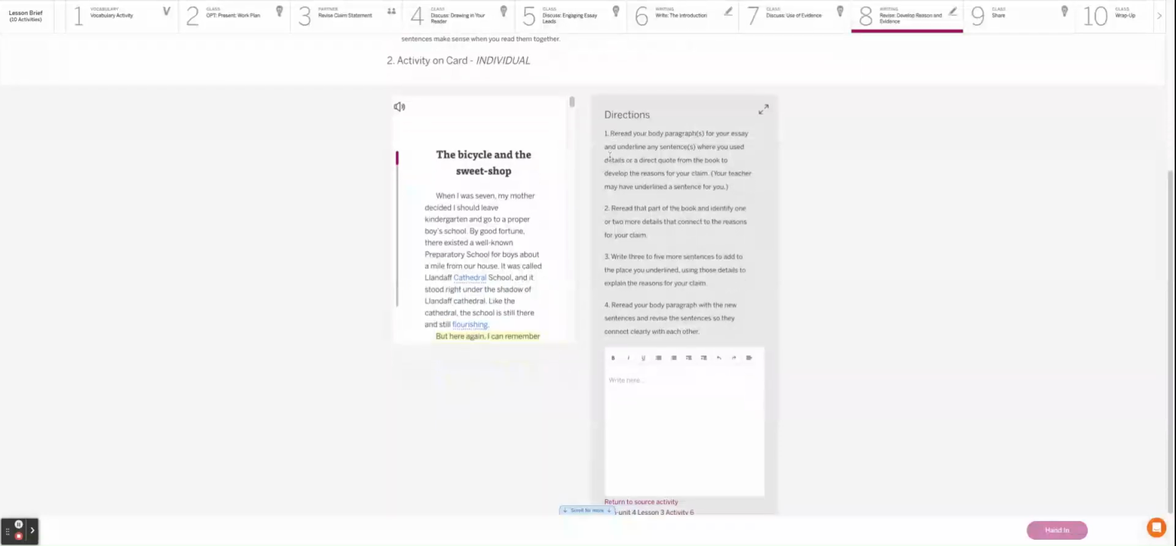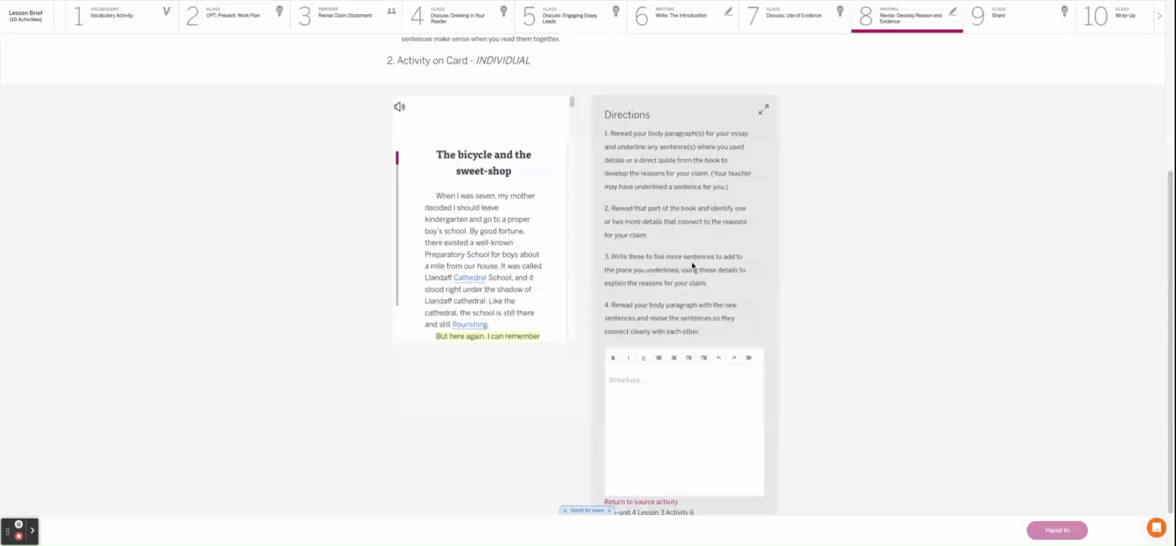Reread your body paragraphs and underline any sentence where you used details or a direct quote. So remember, underline like this. You go highlight, color, underline is right here. Reread that part of the book one or two more times. Try to get those really impactful details to support your claim.